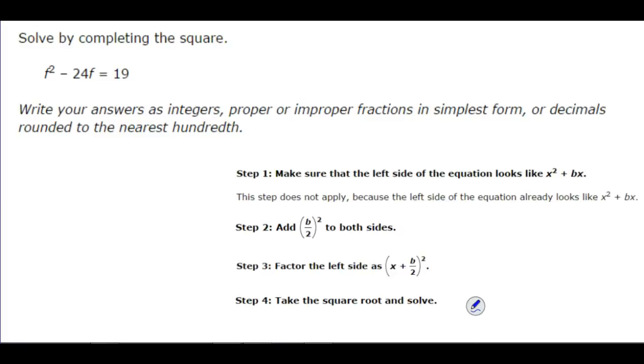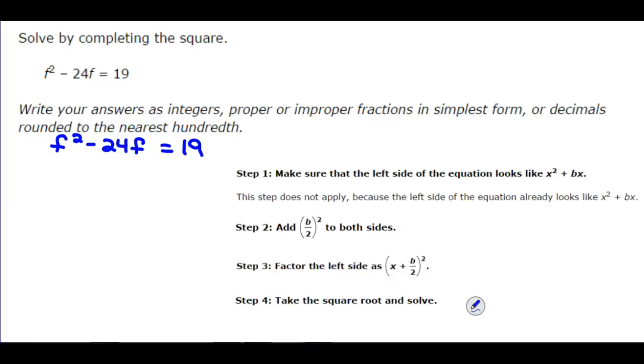So we're going to take this equation, f squared minus 24f equals 19. Now, it is not a perfect squared trinomial, and we know it because half of 24 is 12, and we don't see a plus 144 up here.